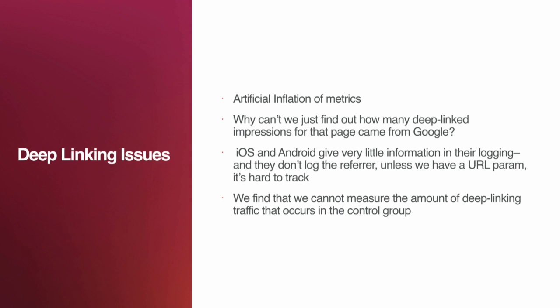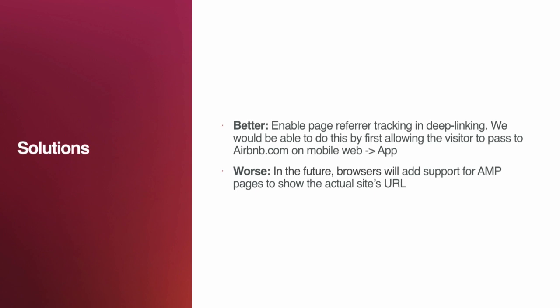We can't see if there was an incremental increase in traffic because of this issue, because you'll always have more people hitting the AMP page, since we can log that impression. We're unable to log impressions coming from deep linking. So while the difference may be 1 or 2%, in an experiment, that's a big deal. So what are the solutions for this?